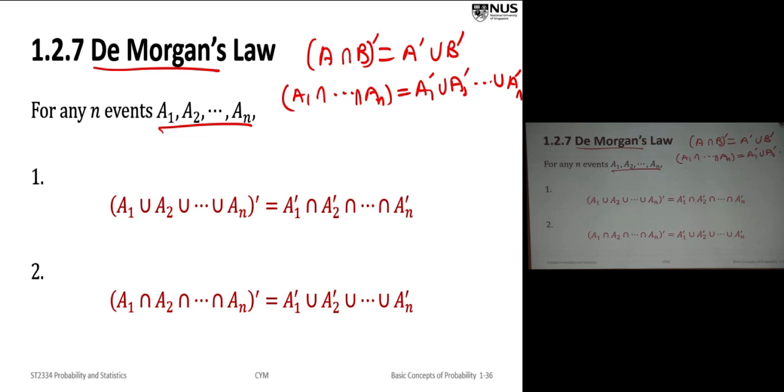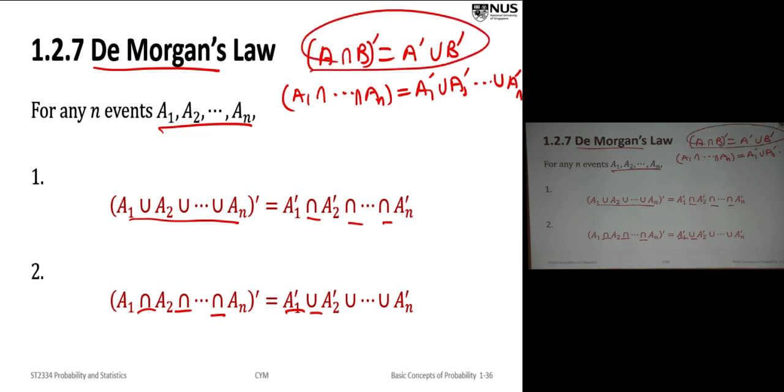So remember, take the union of all the events, take the complement, and it is equal to the intersection of all the complement events. Similarly, the complement of all the intersections together is equal to the union of the complements. We are not going to prove that. It's just a result that you may use. In order to appreciate it, just remember the two event case, maybe extend it to three events. Then you will appreciate De Morgan's law.